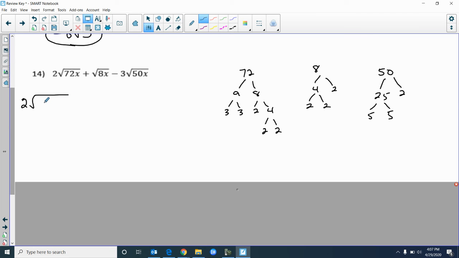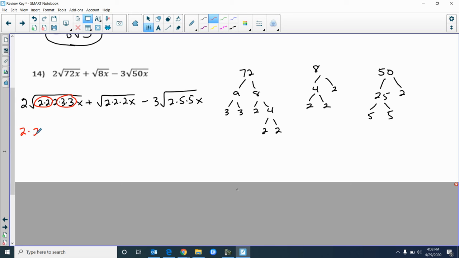So I got 2 square root. All right, now 72x. I got 3 2s. I got 2 3s. And don't forget the x. Plus square root of 8x, which is 3 2s plus an x, minus 3 square root of 50x, which is 2 times 5 times 5 times x. All right, let's get our pairs. And anything that comes out multiplies. So I take a 2 out and a 3 out, and I already have a 2.